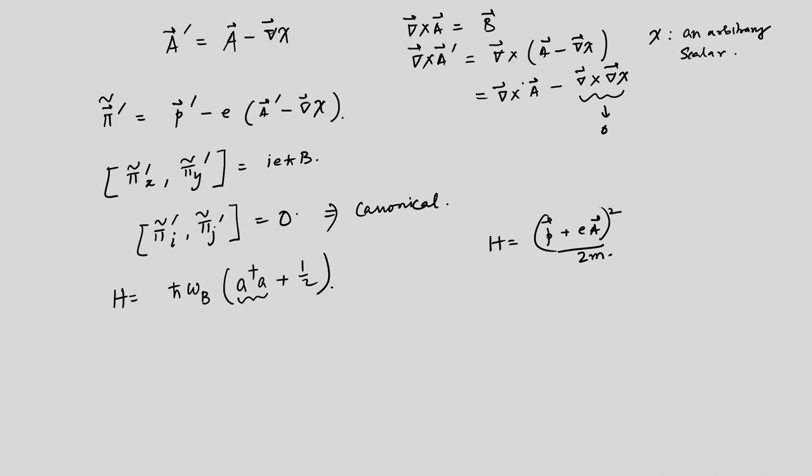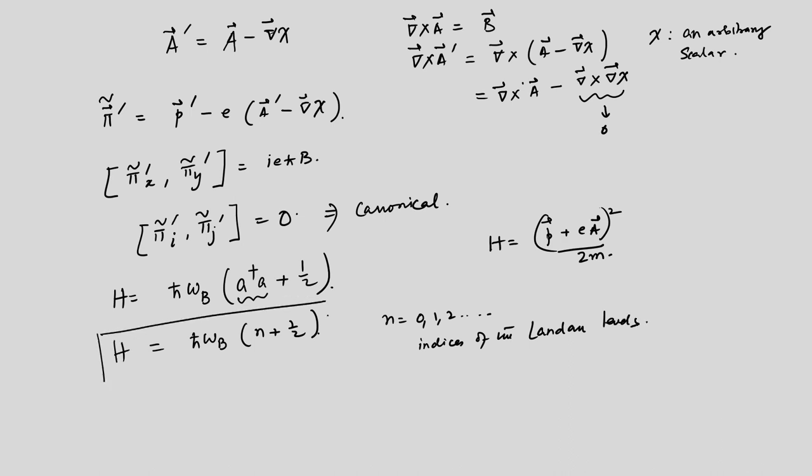So this is nothing but equal to h cross omega_b (n plus half), and n is equal to 0, 1, 2, and so on, which denote the indices of the Landau level. Okay, so that's our Hamiltonian, now written in terms of the operators. So it's the n operator, which is a number operator, and it's written in the Fock states.